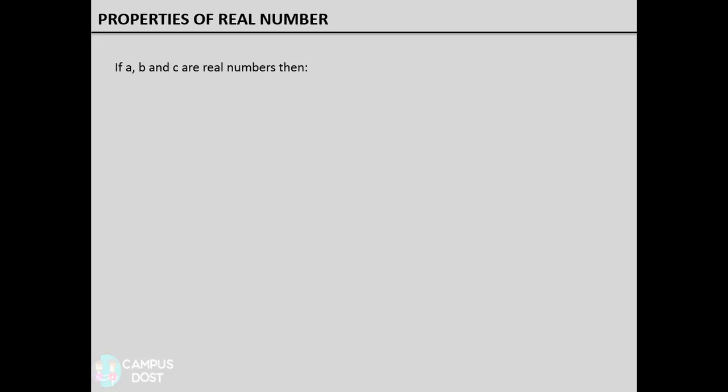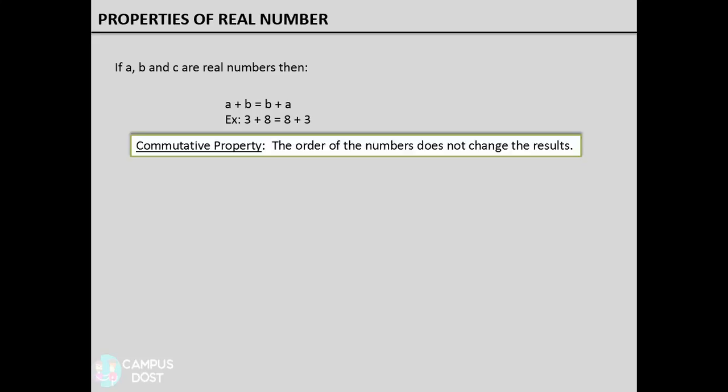Alright, let's return to the set of real numbers so we can examine some of their properties. To set up this property, let's say that a, b and c are real numbers. If this is the case, then our first property is a plus b must equal b plus a for all real numbers. In other words, when it comes to adding numbers, we can reverse the order of the numbers and the sum will remain the same. For example, 3 plus 8 gives us the same as 8 plus 3. We call this property the commutative property, but you don't need to memorize this for the GRE.